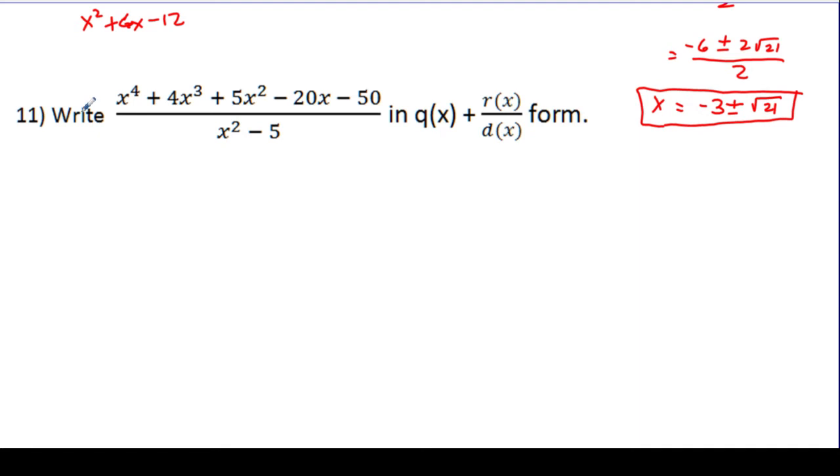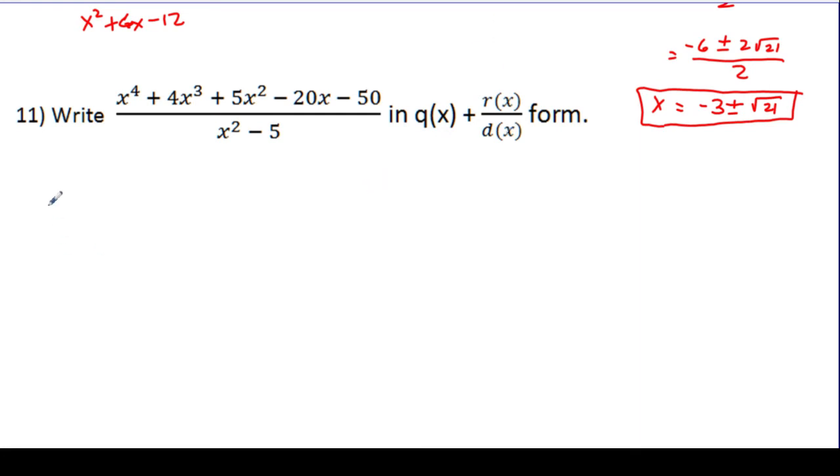We need to do some long division. In this case, I'm asked to do division, and this notation is basically asking you, if you get a remainder, which is what r of x is referring to, put it in a form where you're putting the remainder over the divisor. That's how we set up remainders when we're doing division like this.